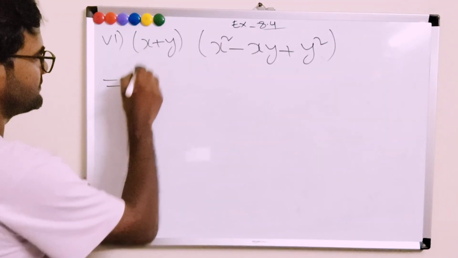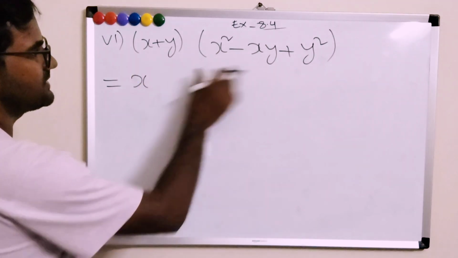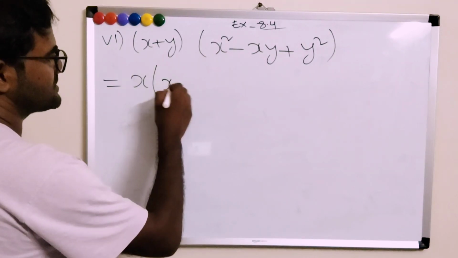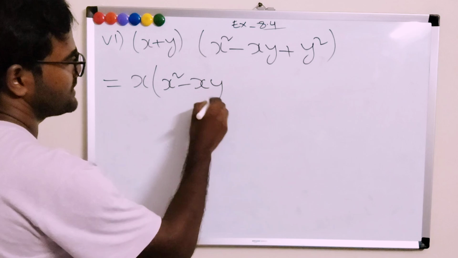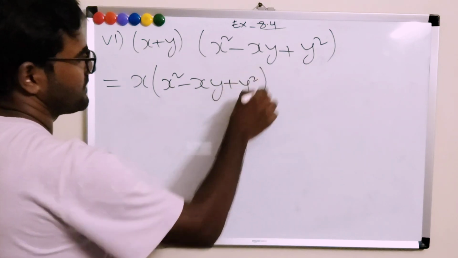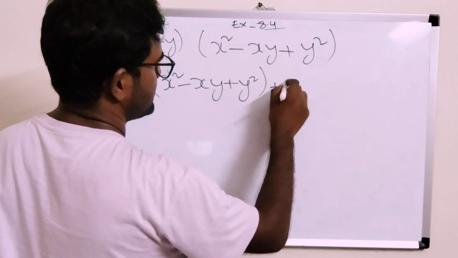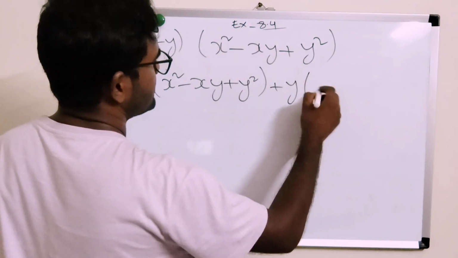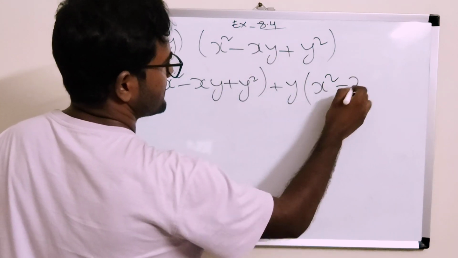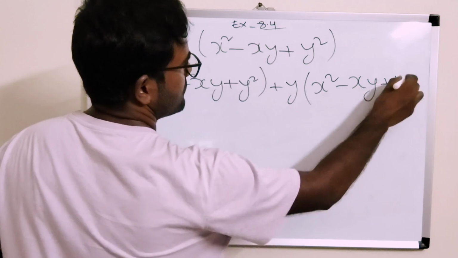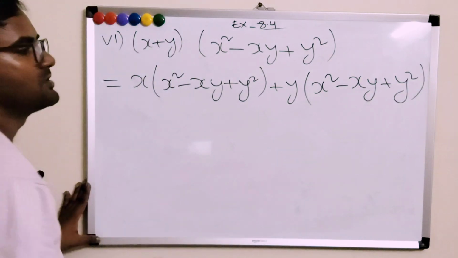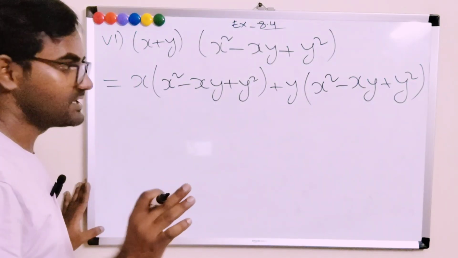Alright, so as you know, we will bring down this x here, then this whole thing here, that is x square minus xy plus y square. This much is clear, right? Then again this plus y here, and this whole thing once again here, that is x square minus xy plus y square. So this much you understood, I believe.